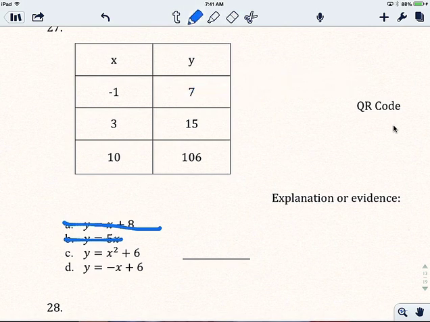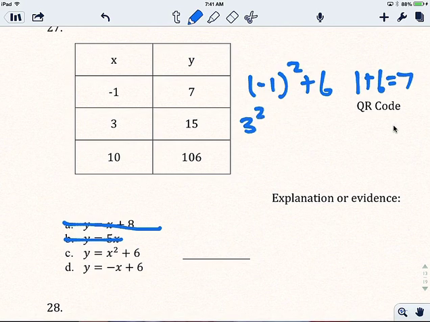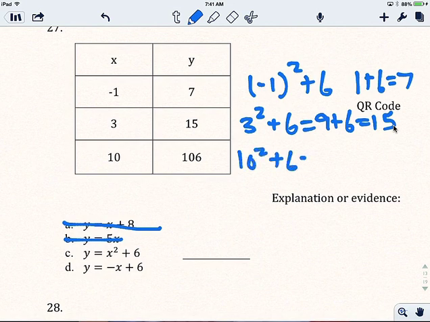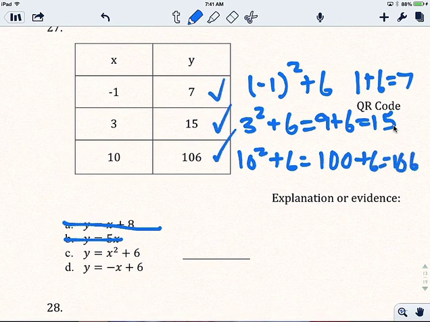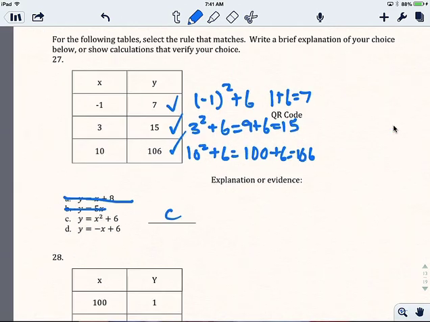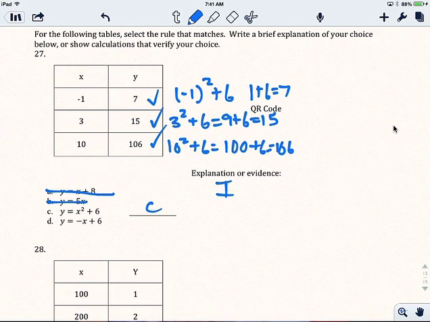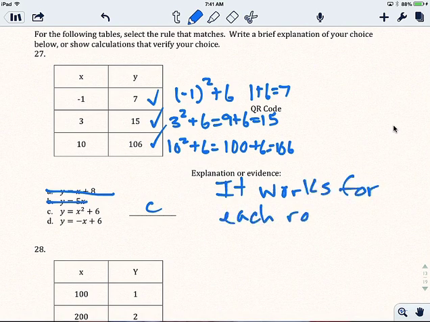X squared plus 6. So I'm going to take whatever the input is, x, square it, and then add 6. Negative 1 squared is 1 plus 6 equals 7. Works for the first one. 3 squared plus 6 is 9 plus 6. That's 15. Good news, but we have to make sure it works for the third one as well. 10 squared plus 6 is 100 plus 6, and that is 106. So it works for all three. And so I'm going to put C here, and I'll write it works for each row. And there's my work that proves it.